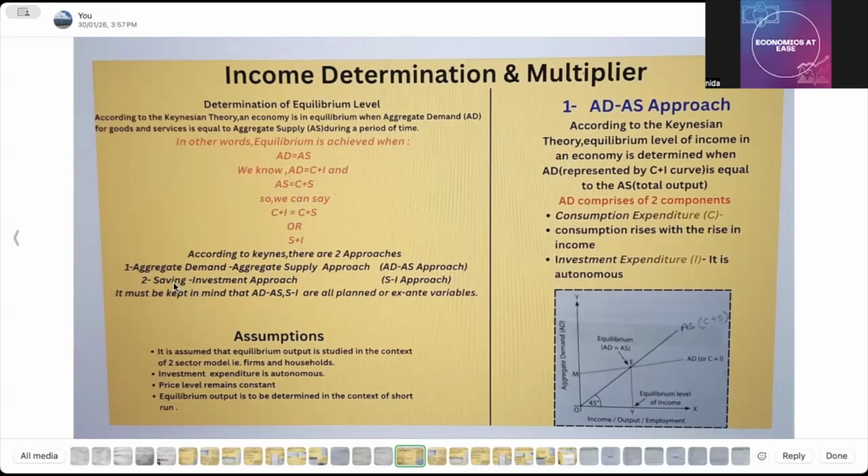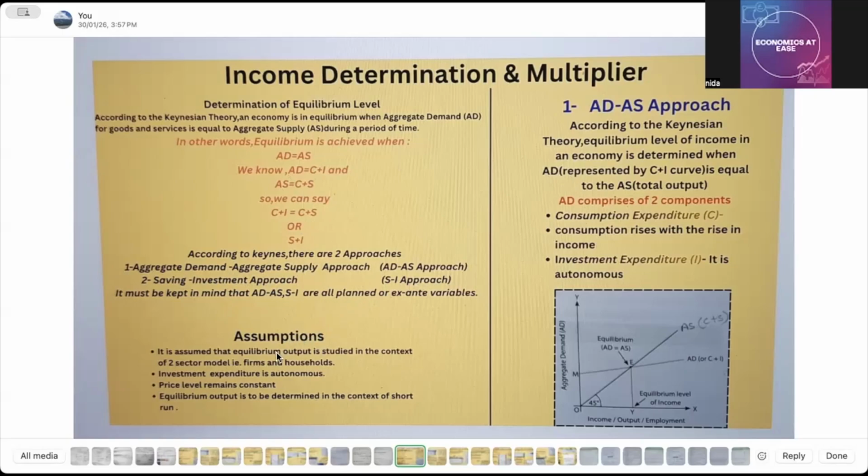So in this way, according to Keynes, there are two approaches, that is aggregate demand and aggregate supply approach, and saving investment approach. In short, we can say AD-AS approach or SI approach. You should know this. And it must be kept in mind that AD, AS or S, I are all planned or ex-ante variables, right?